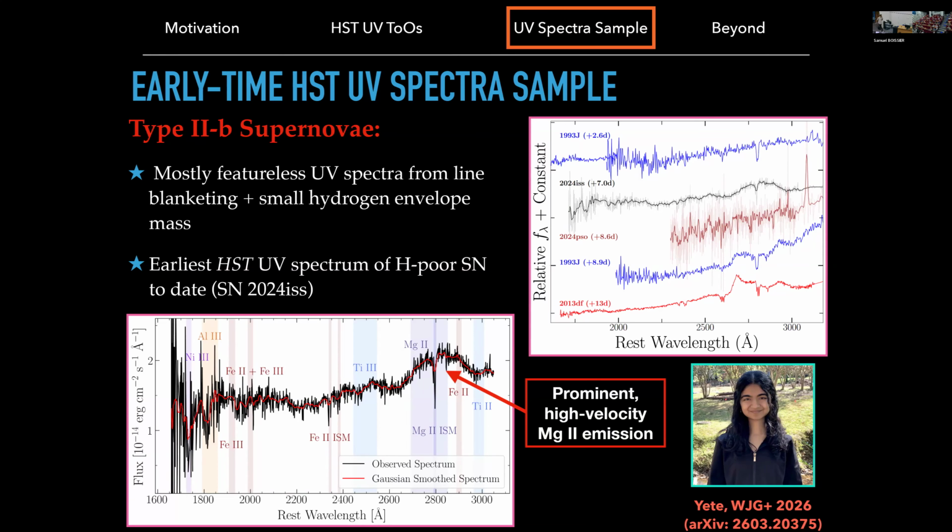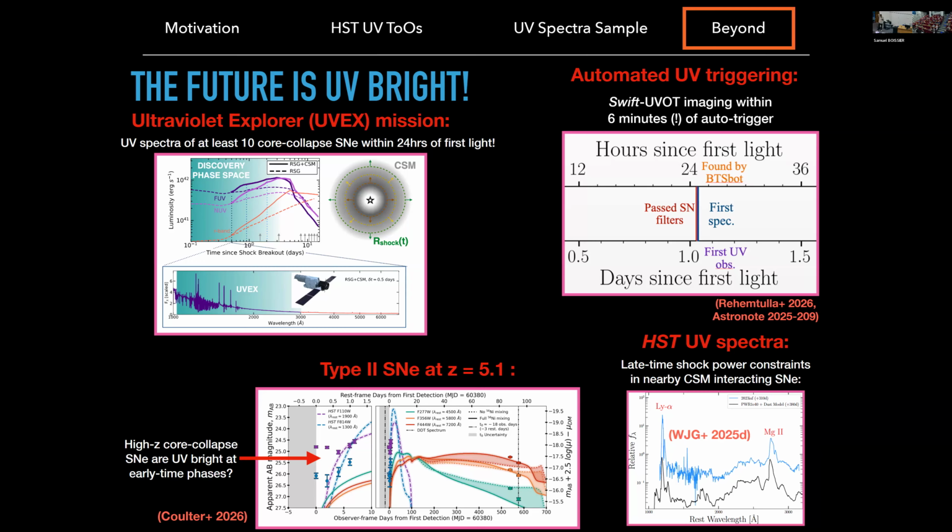So just to summarize in a few seconds, the UV landscape is really bright. I'm part of the UVEX team, so this is going to routinely obtain UV spectra of at least 10 to 20 core collapse supernovae in the far UV within days, if not hours, of explosion. We're now automating Swift triggering of spectra of early supernovae. High-z supernovae are somehow UV bright. That's really interesting. Late-time supernovae are really UV bright. That's really interesting. I think the UV sky is really intriguing and we should all be caring about it.